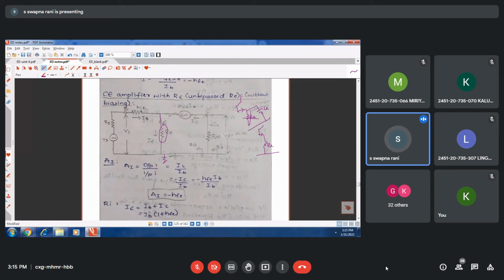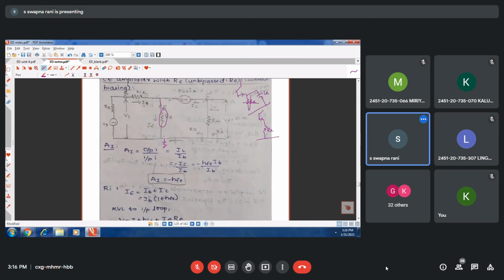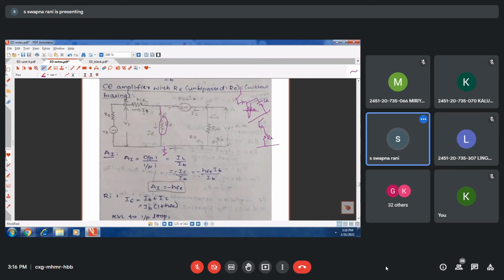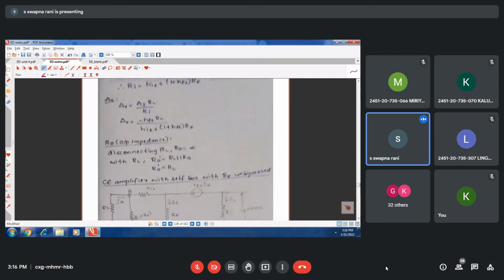If RE is unbypassed with CE, unbypassed RE is nothing but there is no capacitor parallel to RE. So this is the analysis you need to do.